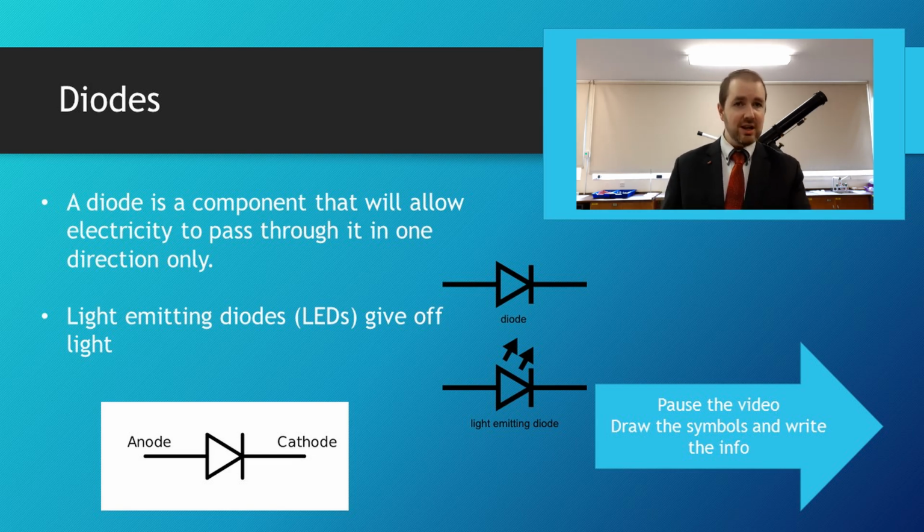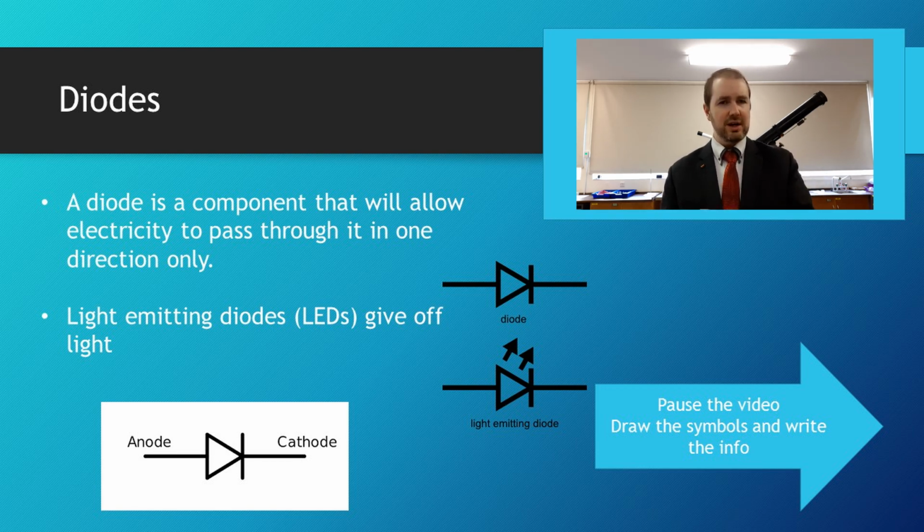Now there is a special kind of diode you need to know about, and that is the light emitting diode. It looks like the diode, exactly the same thing in terms of symbol, but it has some light rays coming off it. Again, physicists lack imagination. We tend to show things as they are. It's a diode, it's got light coming off it, therefore some arrows come out. Now pause the video, draw down the symbols, and then write down the information as quickly as you can. See if you can remember it, and see if you are comfortable to reproduce that in an exam situation.